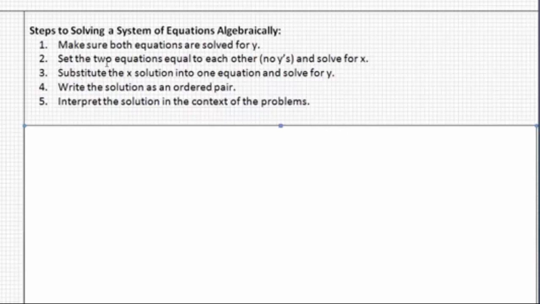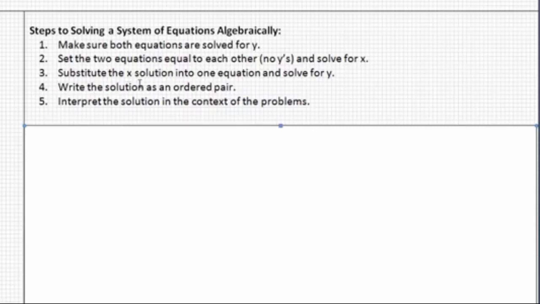Our third step, once we've solved for x, is that we need the other part of the solution, the y value. So we substitute the x solution into one of the original equations and solve for y. Technically you can do it to both, and it's always a good idea to do that, but one will suffice. The fourth step is that you have to write your solution.